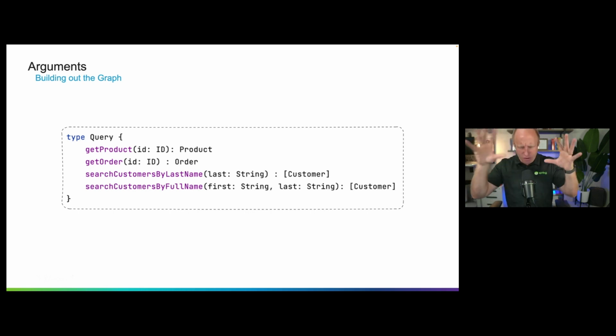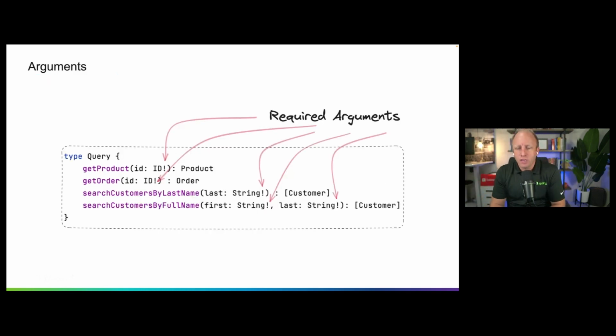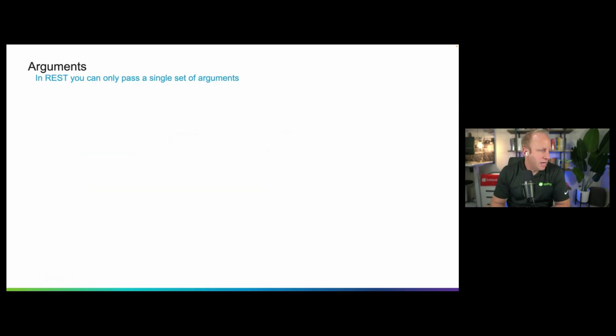And this is where we really start to piece together this graph. You could see that the exclamation points in here say, hey, this is required. If you're going to call this, I need you to pass me a value. And so in a system like REST, you can only pass a single set of arguments, right? You can have things like query parameters and URL segments in your request. But in GraphQL, every field and nested object can get its own set of arguments, making GraphQL a complete replacement for making multiple API fetches.